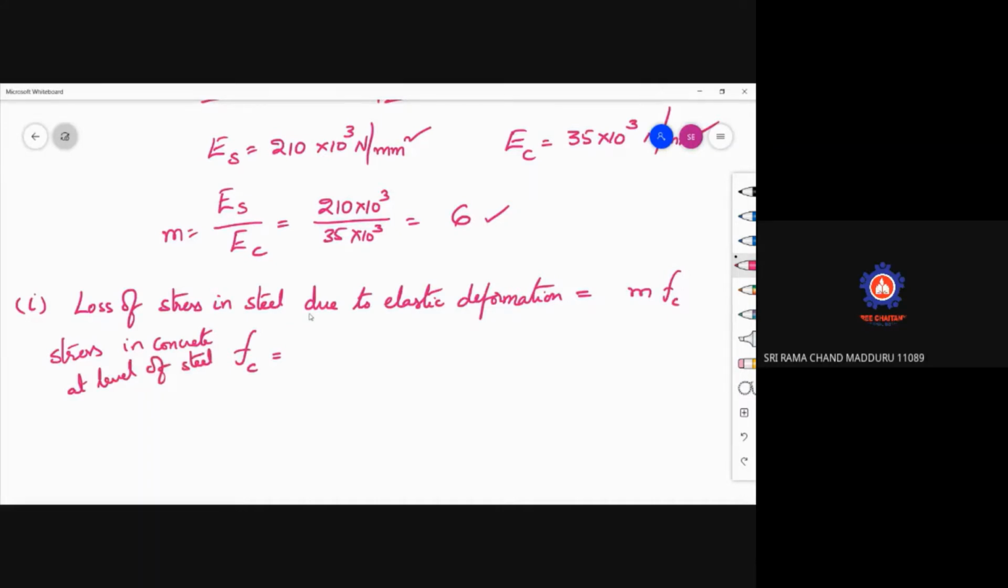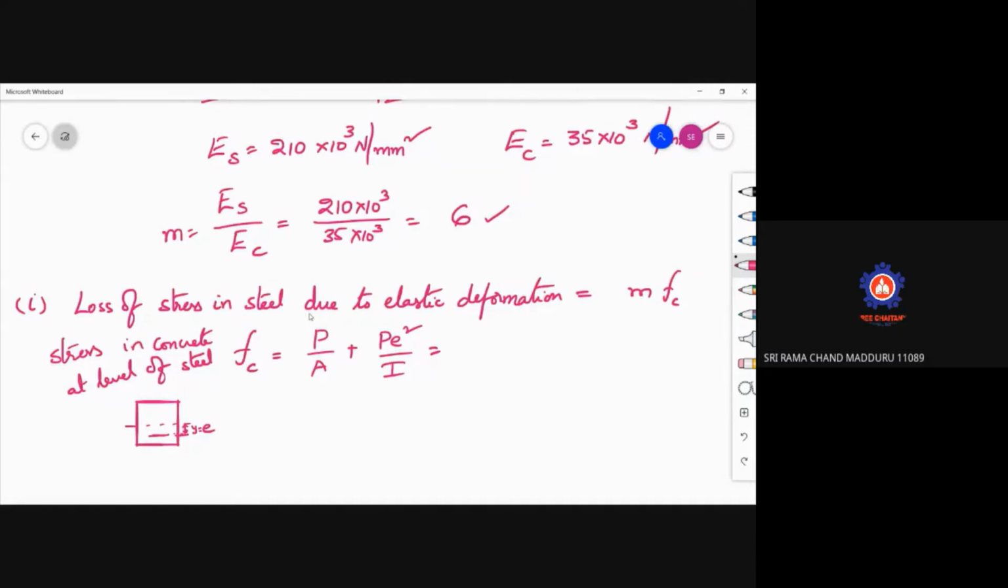So Fc is equal to P by A plus P into E squared by I. You are calculating the stress in concrete at the level of steel. So this is your cross section, this is your neutral axis, and the steel is at this one. At this level, the stress in concrete is to be calculated, where Y will become E. So P by A plus P into E into Y by I, that Y will become E.